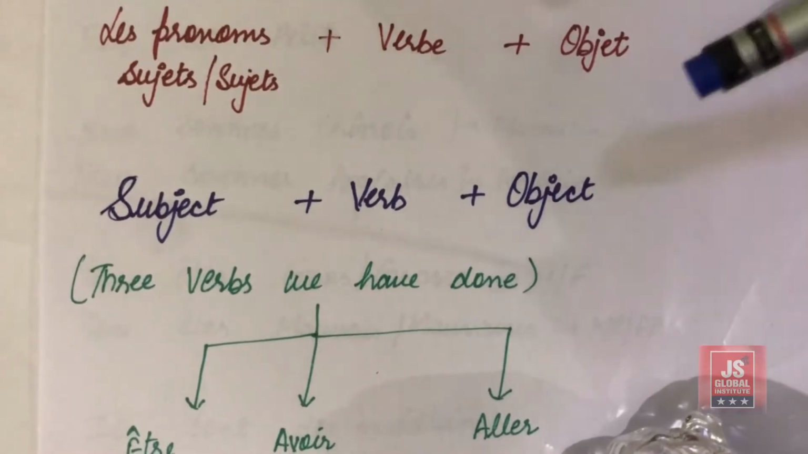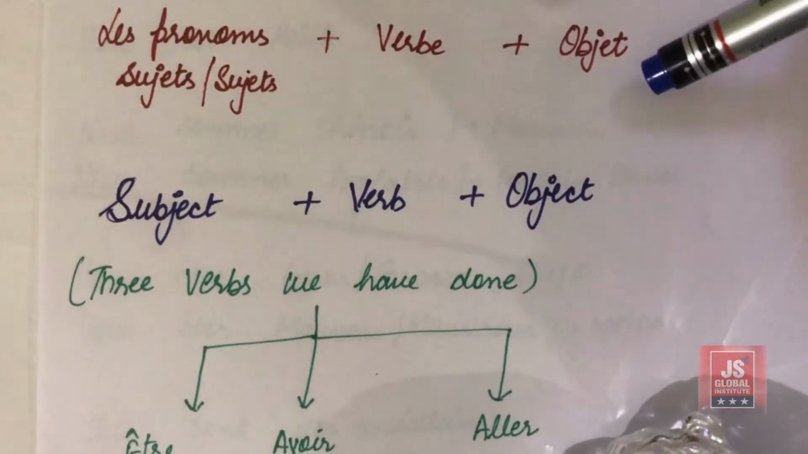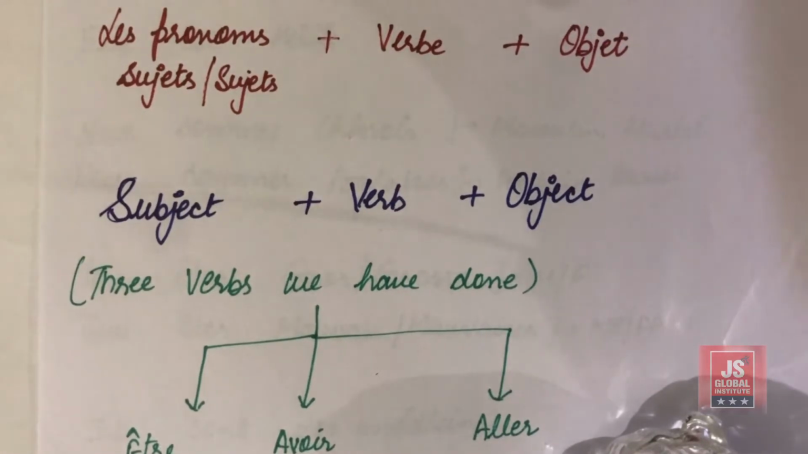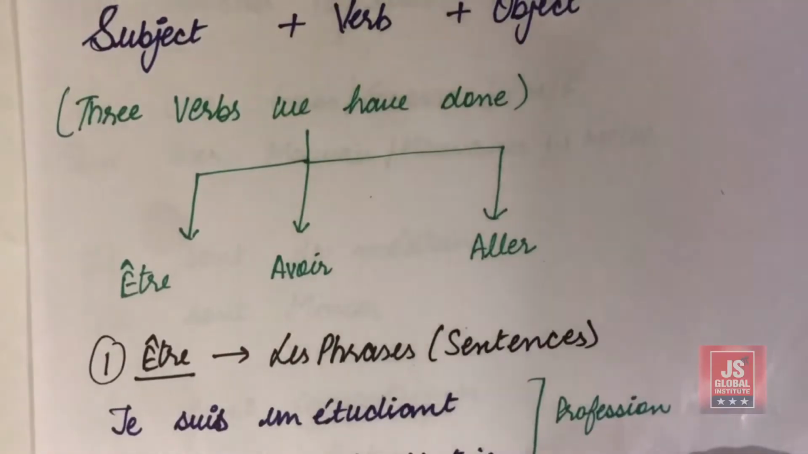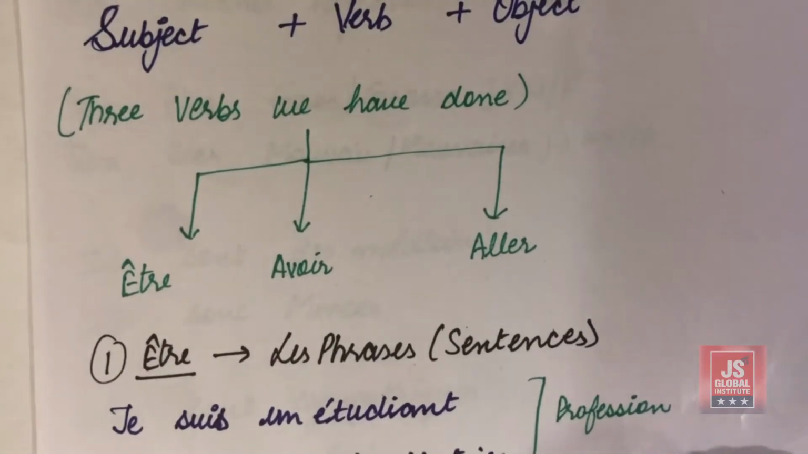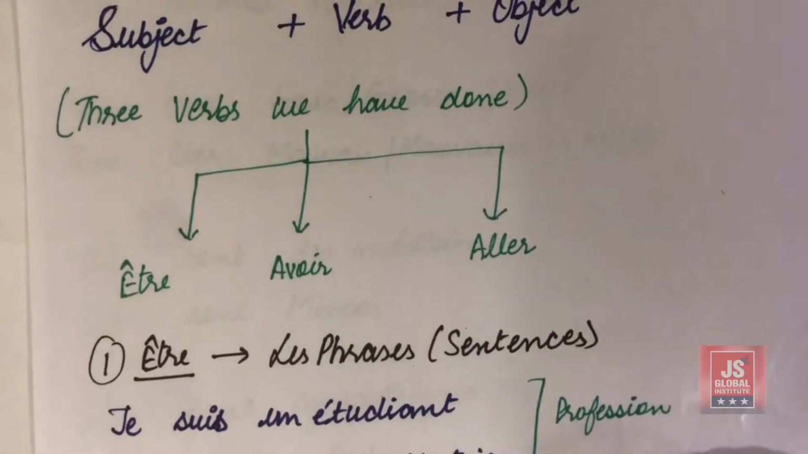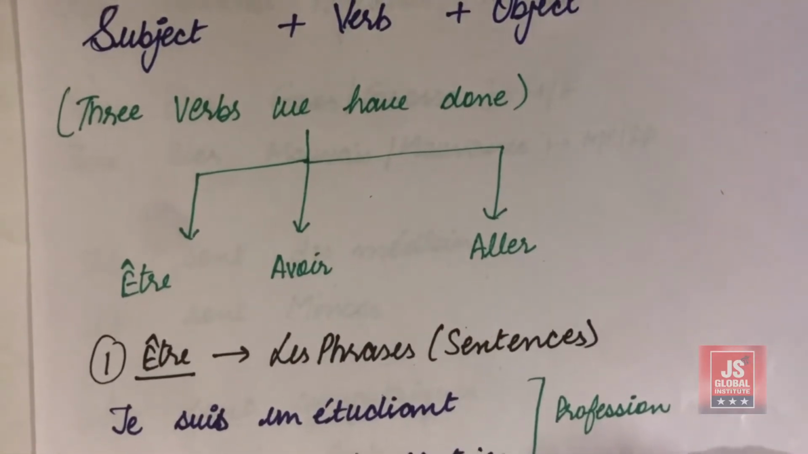So right now, here in this lecture we are going to discuss only three verbs, that is être, avoir, and aller. We have done these three verbs in the previous episode. If you have not done these verbs, I will mention the link in the description. You can go and check that video and then come to this video in order to learn how to make phrases or sentences in French.